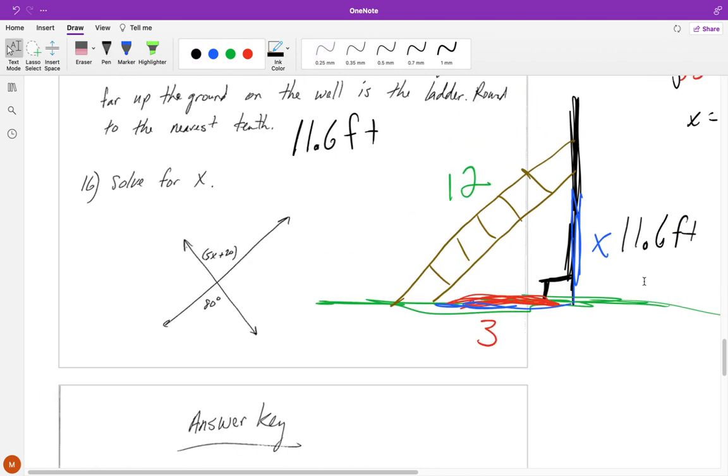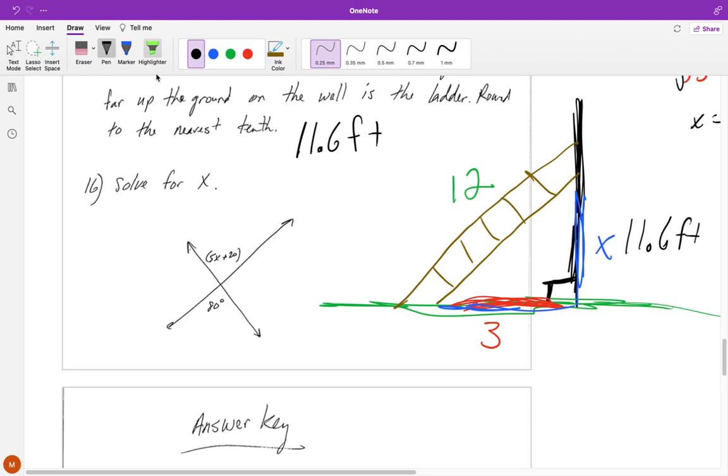Okay, and this is the last one. So it says solve for x. So this one, these are vertical angles because they're both created by these opposite rays. They're directly across from each other, and we know vertical angles are equal. So I can set 5x plus 20 equal to 80, and then I subtract 20 from both sides. So 5x is equal to 60, divided by 5. So x is then equal to 12.